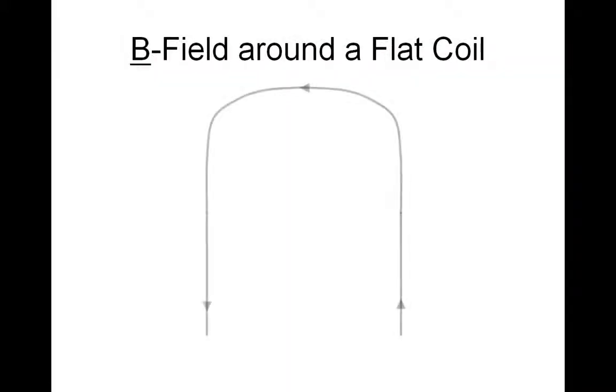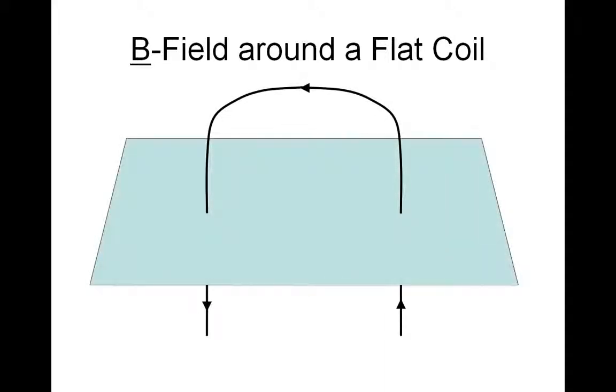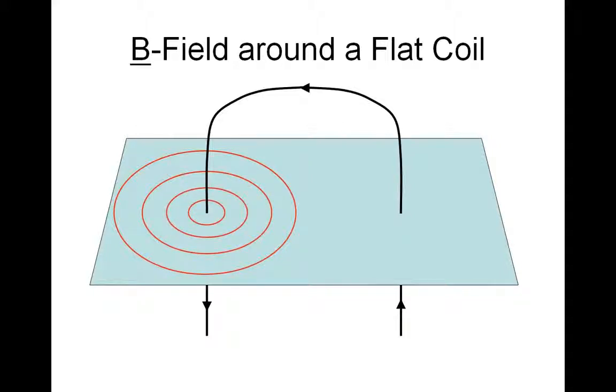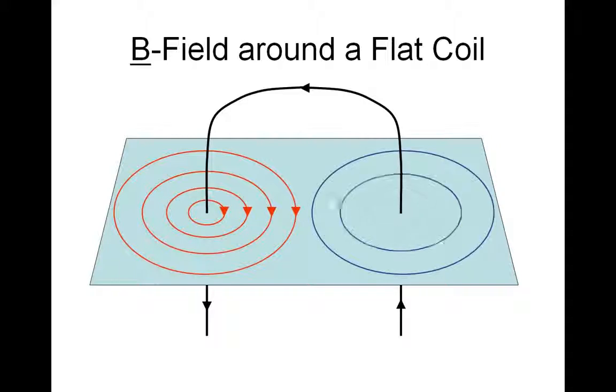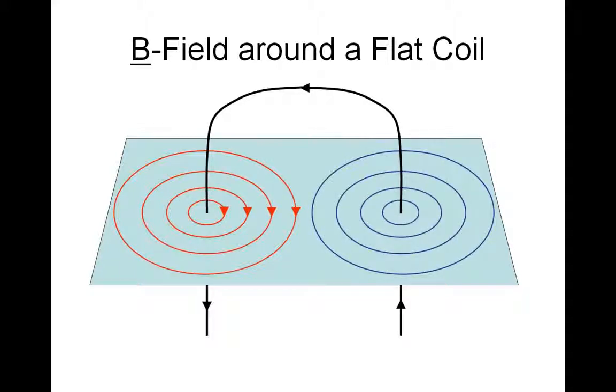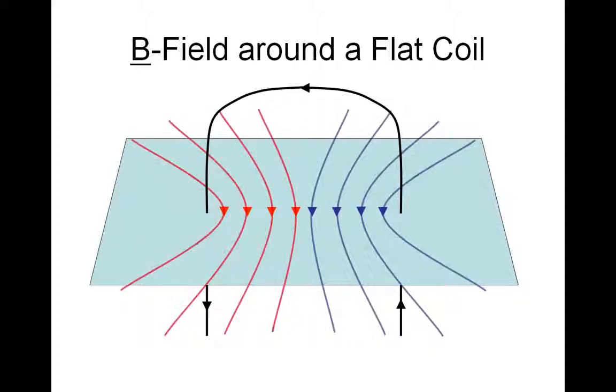Now if we look at current flowing upwards on the right hand side, downwards on the left hand side, we get our circular field pattern on the left hand side, and using the thumb rule, that's a clockwise field. On the right hand side, the field pattern is now an anti-clockwise. But down the centre, in the middle of the coil, the pattern combines and we get this field.